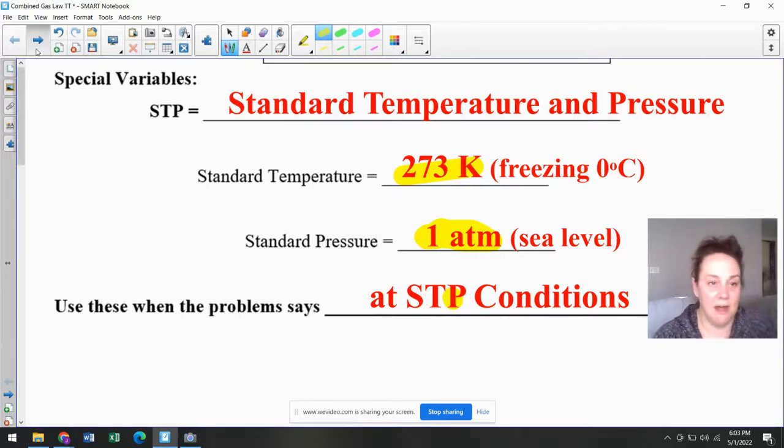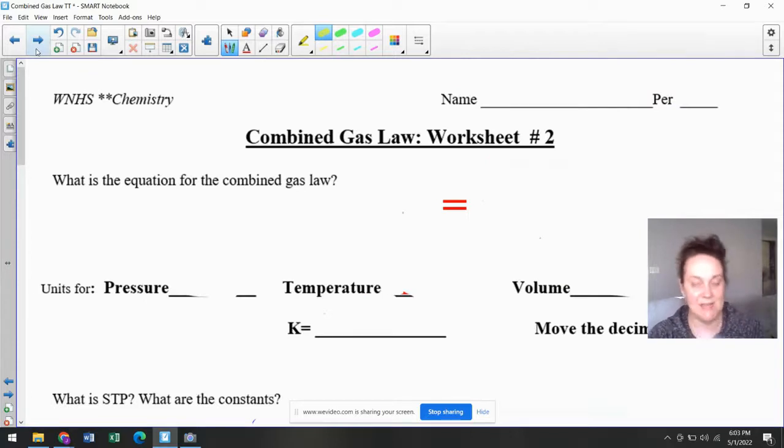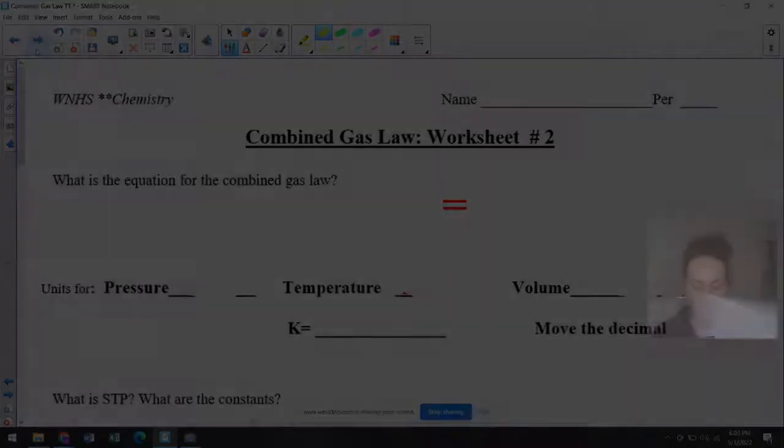So let's go ahead and have whoever is running this class pass out worksheet number 2.